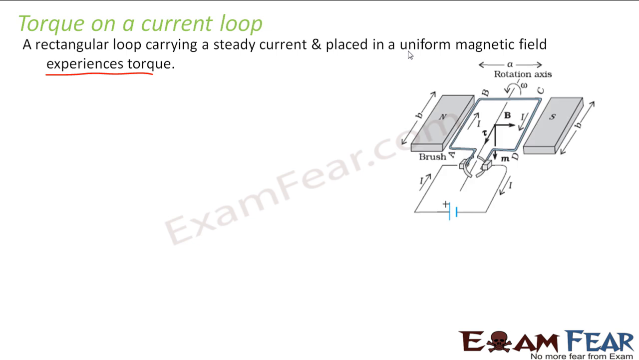Let us suppose this is a rectangular loop carrying current. Let us say ABCD is a rectangular loop which is carrying a current I, and it is placed in a magnetic field. So what happens? A torque acts on this current carrying wire. Now this basically resembles something, right?